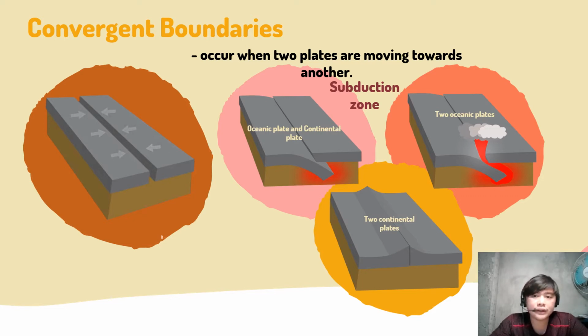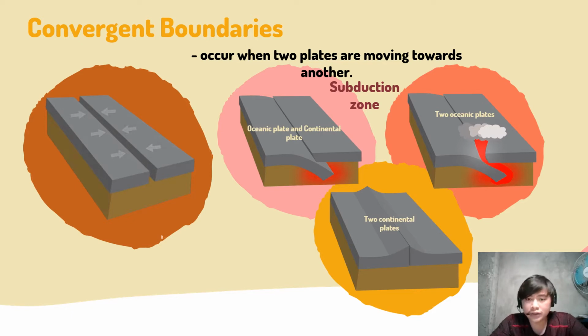The other one is when two oceanic plates converge. When two oceanic plates collide, one may be pushed under the other, and magma from the mantle rises, forming volcanoes in the vicinity.